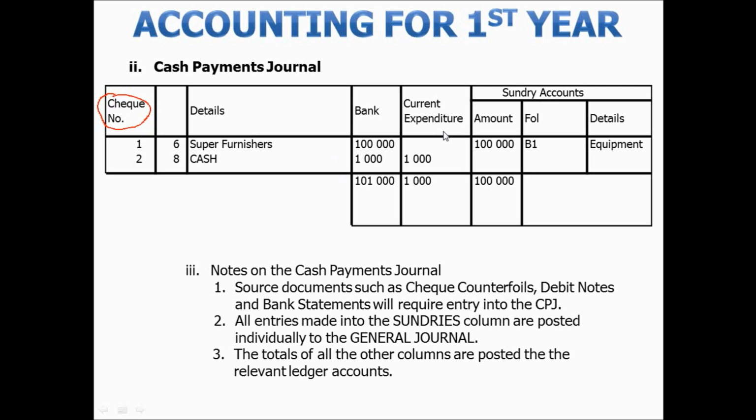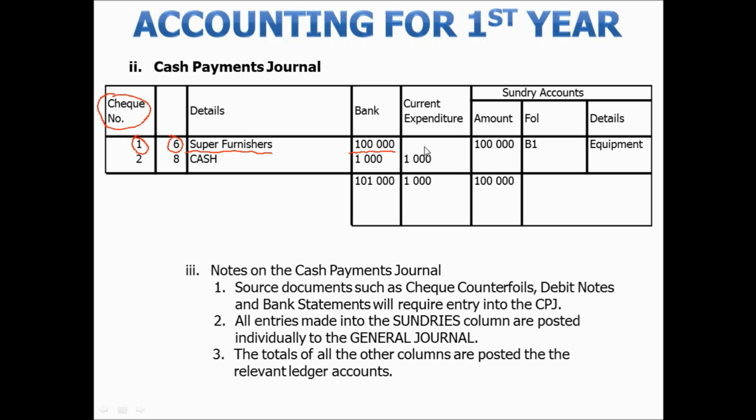Let's have a look at two examples. In our first example, the business purchased equipment from Super Furnishers to the value of 100,000 Rand. So how does this affect the payments journal? Firstly, we will enter the check number with which the purchase was made. Then we will enter the day of the transaction. We will enter the details. And then we will enter the first entry under the bank column. This is because the money was taken out of our bank account in order to acquire the purchase.